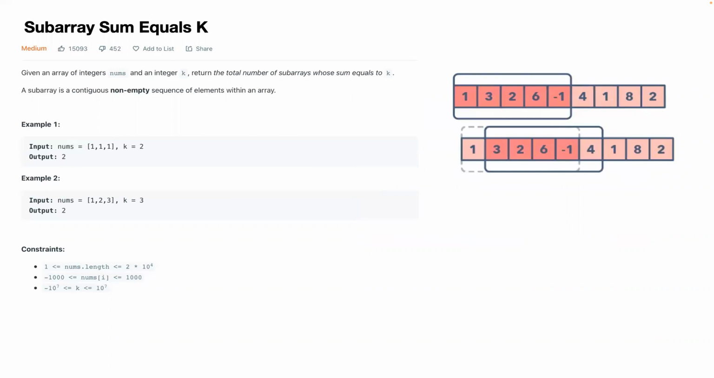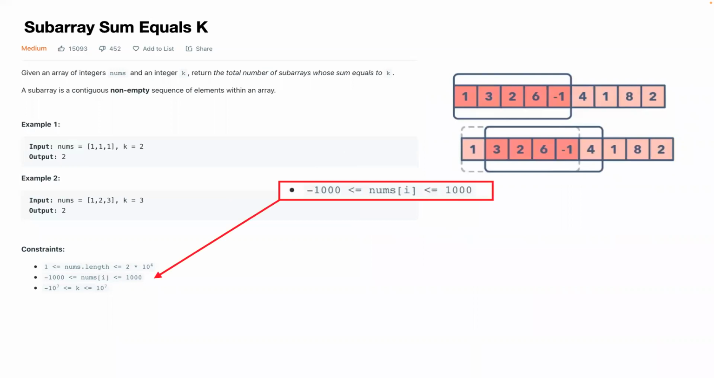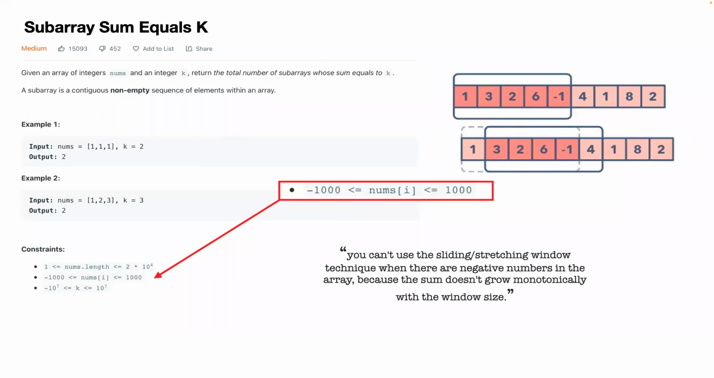But the exception here is that we're provided a constraint, and the constraint is that the numbers within our input array nums can in fact be negative. And so the main takeaway here is that if you have negative numbers within your range, then the sliding window technique quickly becomes redundant. So you can't use the sliding, sometimes also called the stretching window technique, when there are negative numbers in the array, because the sum doesn't grow monotonically with the window size.